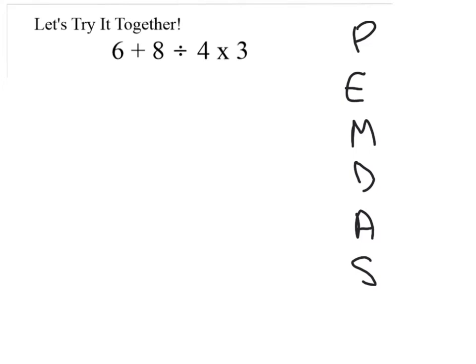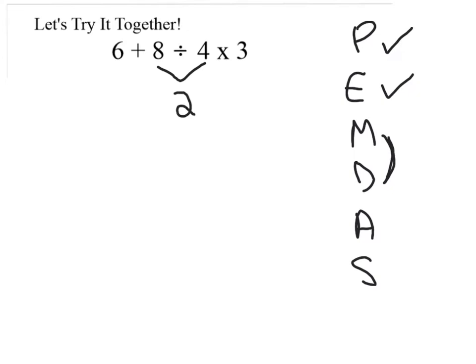If I look at my problem, I don't see any parentheses, so I'm going to put a little check mark by that. I also don't see any exponents. So now I'm going to look for multiplication or division. I see both. And actually, division comes first, so I'm going to do the division problem first. I'm going to do the 8 divided by 4. I like to write a little caret underneath, so I'm looking like I'm connecting them. So I know 8 divided by 4 is 2.